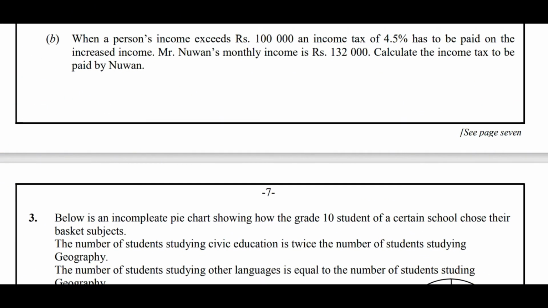A part is over. Part B is easy. When a person's income exceeds rupees 1 lakh, an income tax of 4.5% has to be paid on the increased income. Mr. Nuwan's monthly salary is 132,000 rupees. Calculate the income tax to be paid by Nuwan. First of all, we will calculate the amount on which the income tax should be paid. 1 lakh and 32,000 subtract 1 lakh.